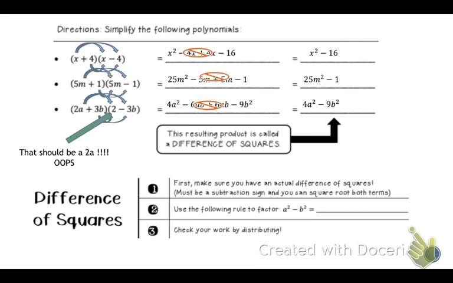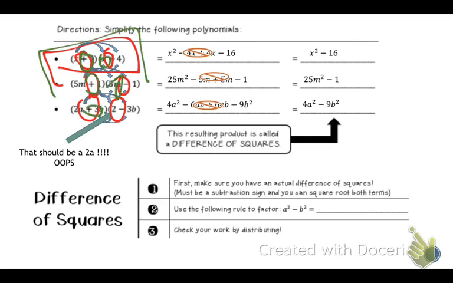Okay, the results here are called difference of squares. And notice the only difference in all of these is a sign. A plus and a minus, plus and a minus, plus and a minus. I don't like that I'm using red. Sorry, I'll change it. Okay, plus, minus, plus, minus, plus, minus.